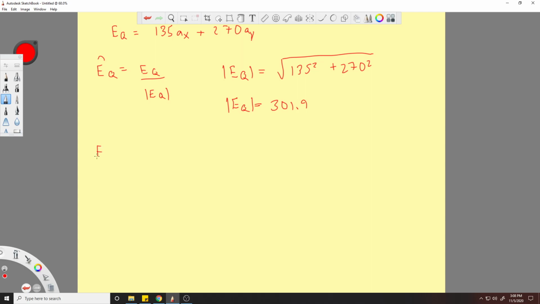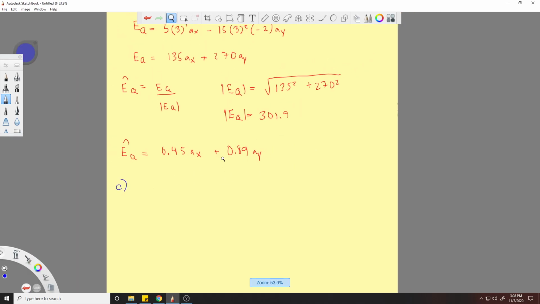So EQ, all I'm doing is I'm going to take 135 divided by 301.9, and then 270 divided by 301.9. And that will leave us with 0.45 in the x direction and a positive 0.89 in the y direction. So now that's our answer for part B.